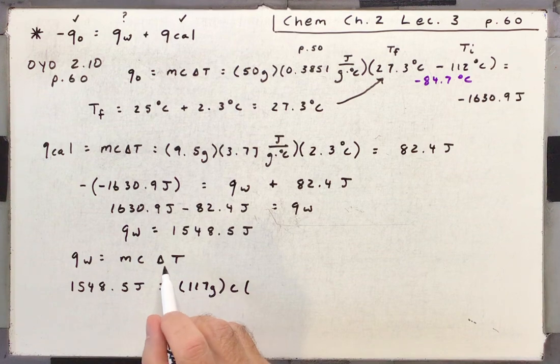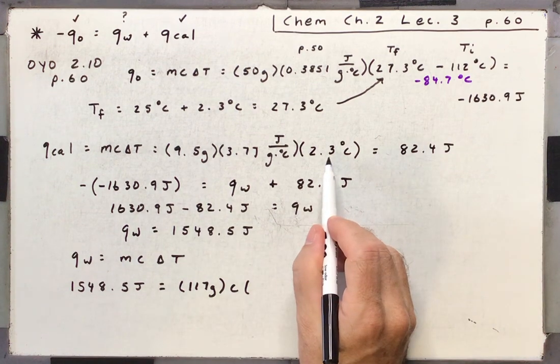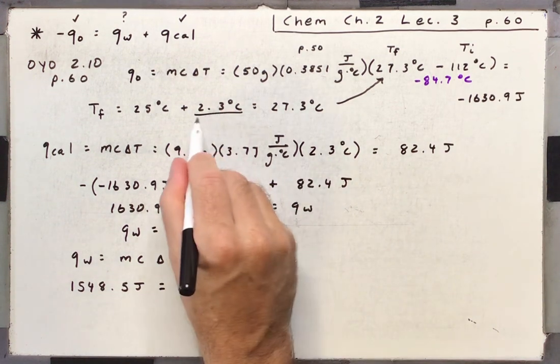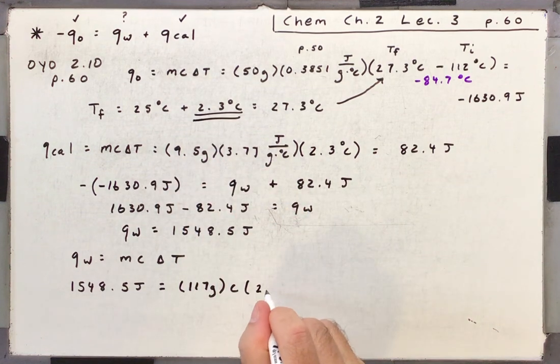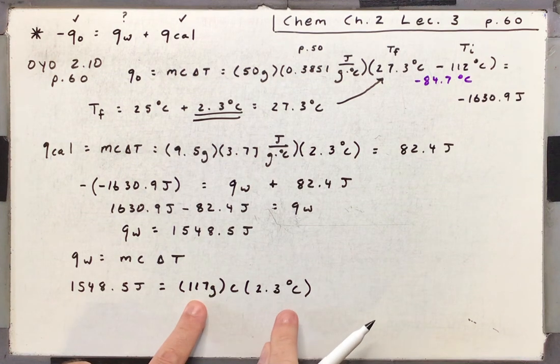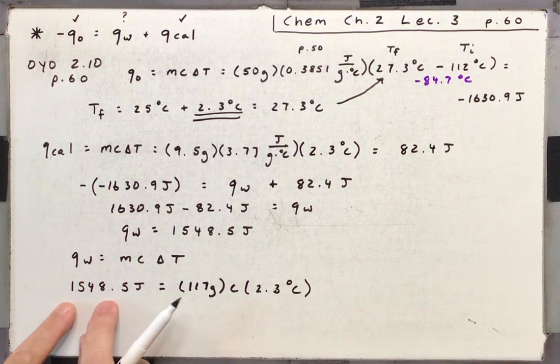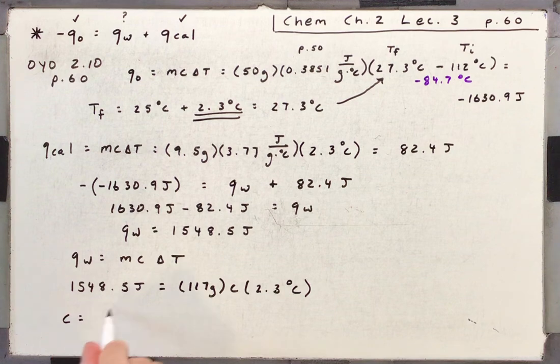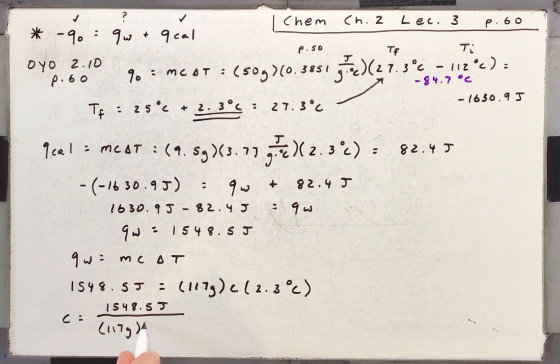And then delta T, we figured out a little earlier, 2.3 degrees C. Right? That's given in the problem. The change in temperature of the water heated up by 2.3 degrees C. So we're going to bring the 117 and the 2.3 underneath 1548.5. Okay, we're almost home free.